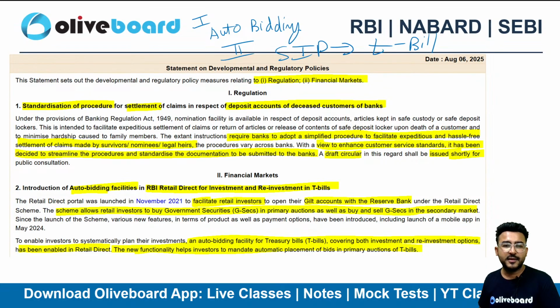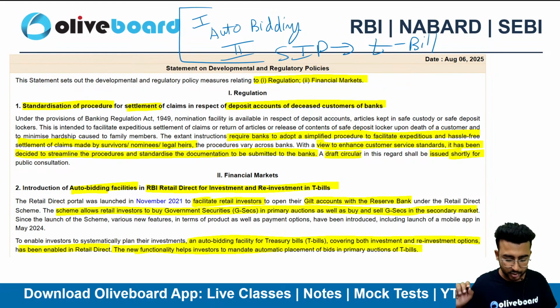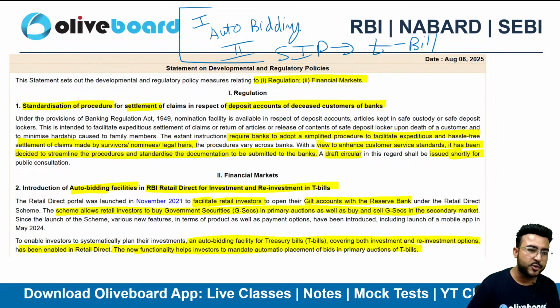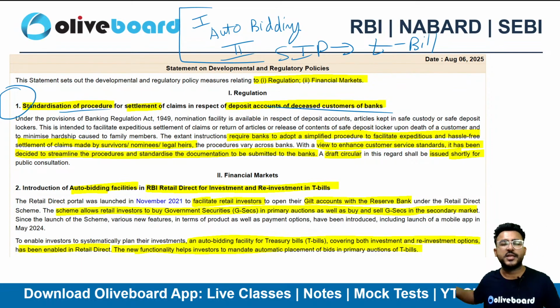Still, coming to the exam orientation, there is a high probability that one question will come in your 2025 RBI Grade B Phase 1 examination, a very high probability. The first one is related to the standardization of the procedure for the deceased depositor. Let's suppose there is a customer who is now no more. There should be a standardized procedure so that the nominee or the legal heirs of that person don't face any kind of issue, because in every bank there is a different procedure.